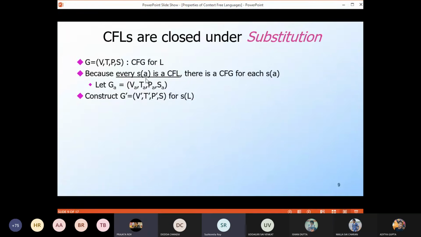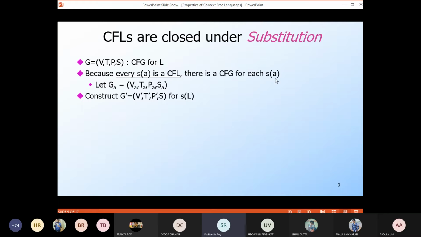Ma'am, the substituted... No, not starting, just the A. Where do you get this A from? Pardon? Beg your pardon, please come again. What is this A here? There is a context-free grammar for each SA. What is this A? A is an input character from T.